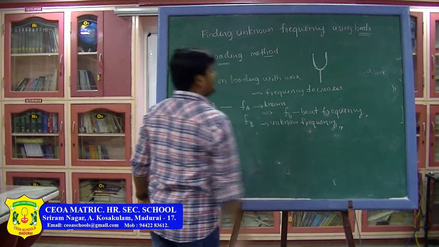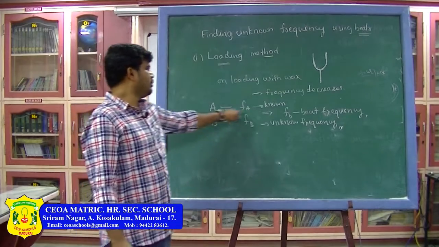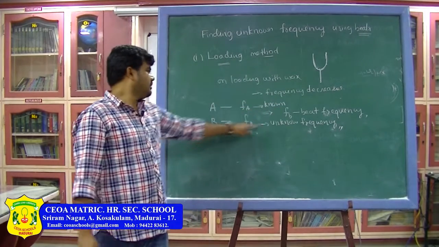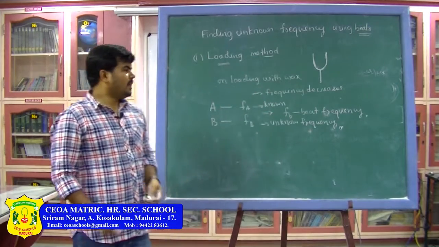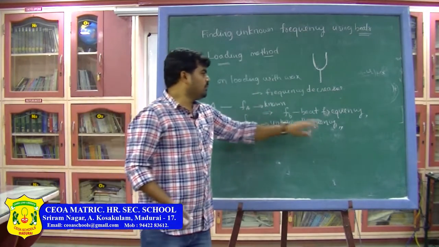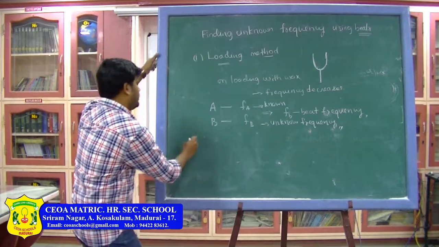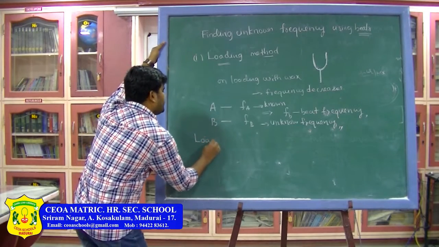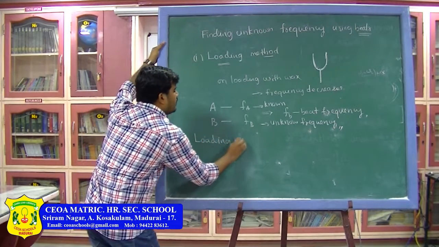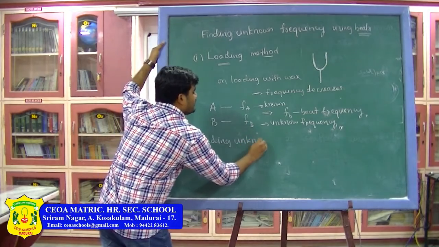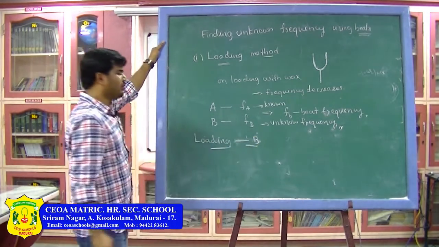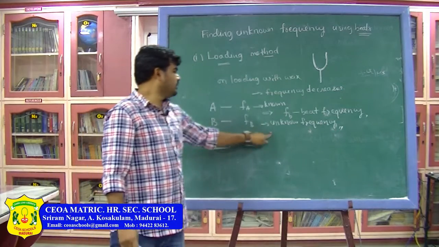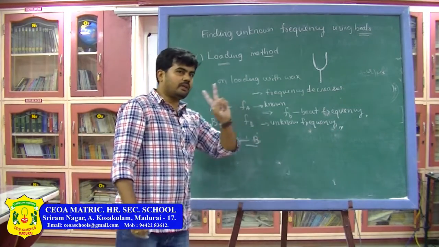Known frequency and unknown frequency. So, A is a known frequency and B is of unknown frequency. Now, there are two cases here on loading the unknown tuning fork. Suppose here I am taking loading unknown frequency. So, loading B I can take directly, loading the tuning fork B. So, here loading the tuning fork B, there can be two cases.